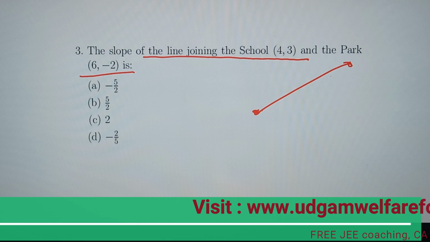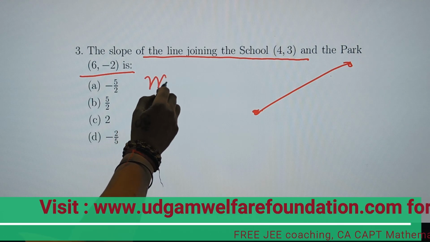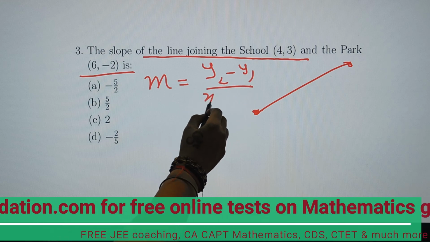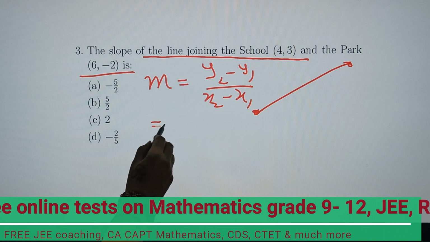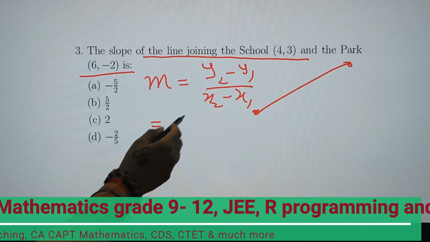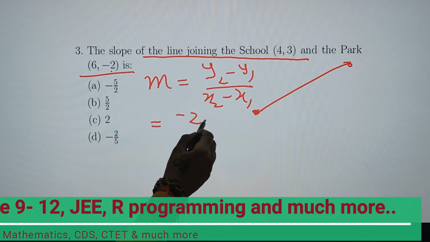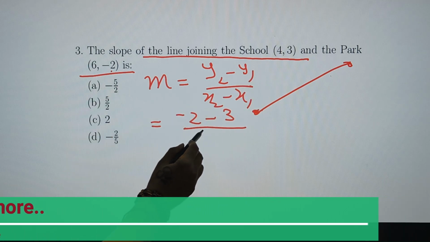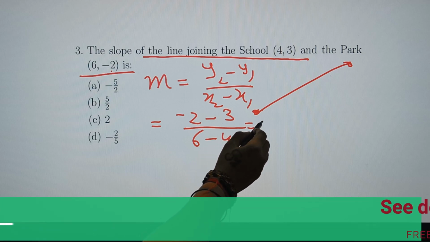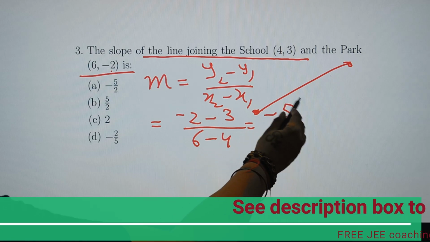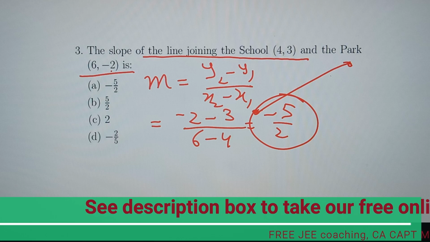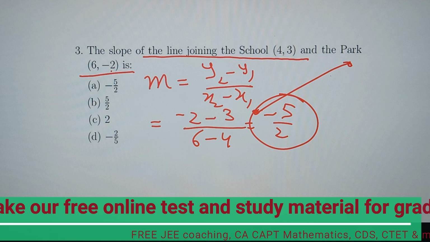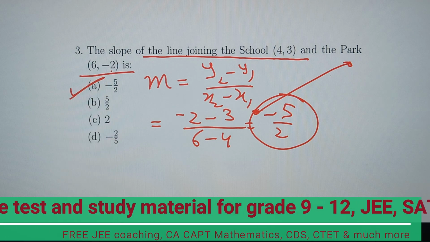And we know that the formula to find the slope is represented by m. This is (y2 minus y1) upon (x2 minus x1). You have to memorize these things. Now y2 is minus 2, so minus 2 minus 3, that is y1, upon x2 is 6 minus 4, that is minus 5 upon 2. So this is our slope, which is of the line formed by joining these 2 points. So minus 5 by 2, that is option number A, is our correct answer.